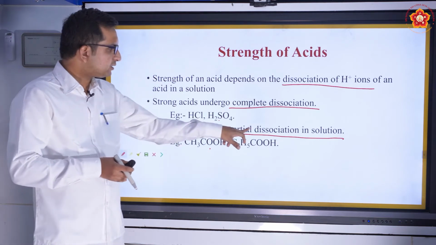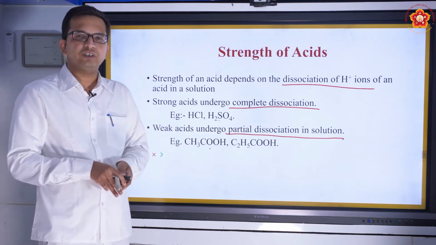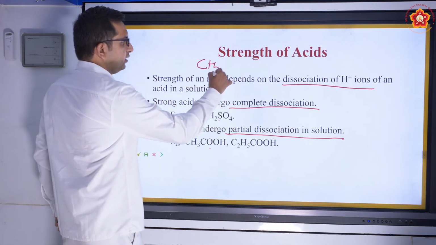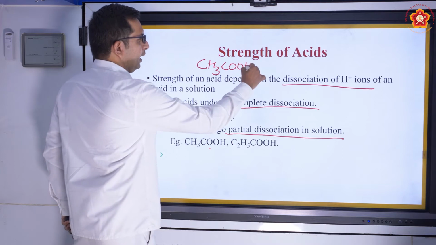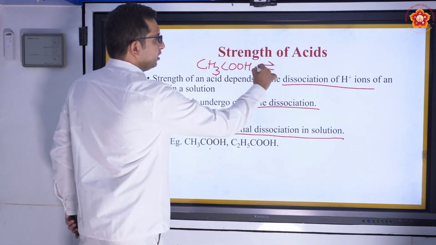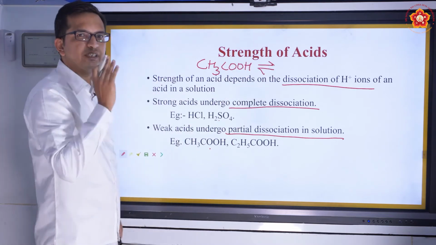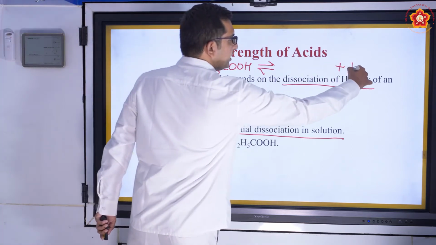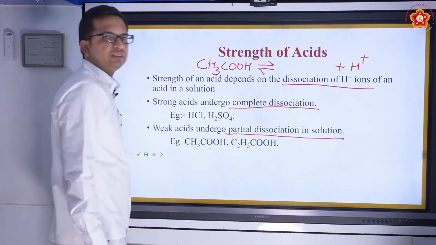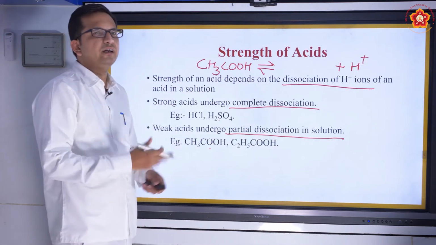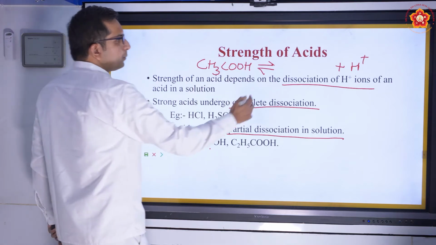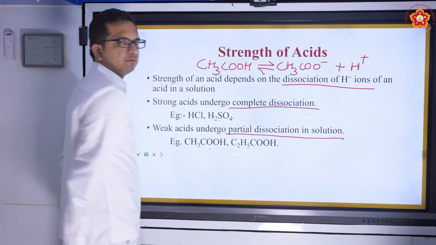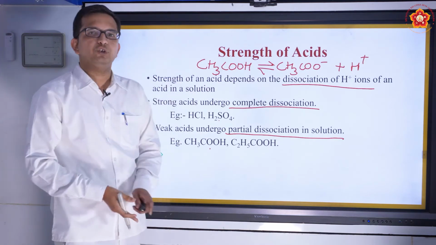that if this is a weak acid undergoing partial dissociation, how am I going to write these aspects? Suppose I take CH3COOH, I am going to write a reversible arrow, which indicates that there is no complete dissociation, and naturally I must get H plus. If I don't get H plus, then I cannot classify it under acids. And what is the other part that I have? CH3COO minus. One is the negative part, the other is the positive part.